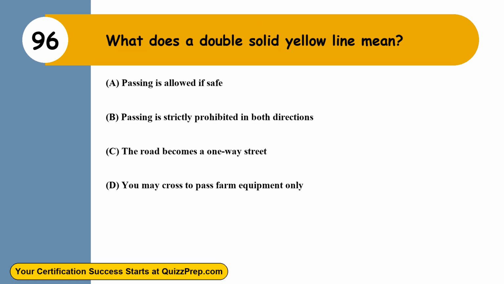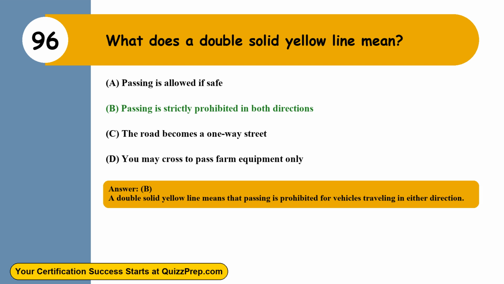Question 96. What does a double solid yellow line mean? Option A, passing is allowed if safe. Option B, passing is strictly prohibited in both directions. Option C, the road becomes a 1-way street. Option D, you may cross to pass farm equipment only. The correct answer is option B. Passing is strictly prohibited in both directions. A double solid yellow line means that passing is prohibited for vehicles traveling in either direction.